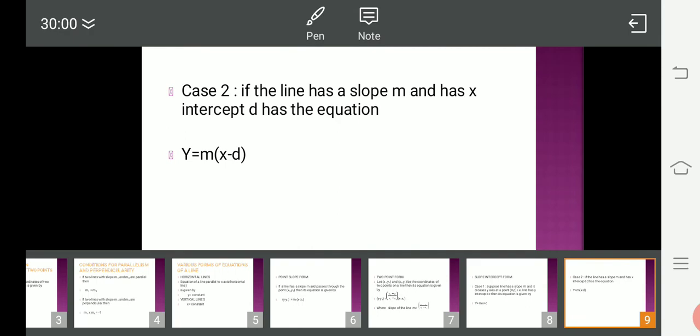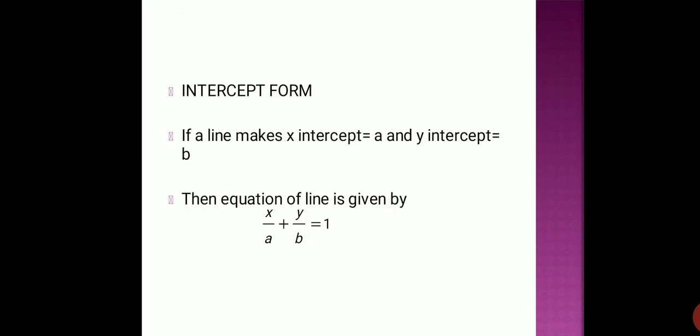The next case is if the line has a slope m and has x-intercept d. Now what do we mean by x-intercept d? It means the line will cross the x-axis at the point (d, 0). Then the equation will be given by y = m(x - d). Here m is the slope and d is the x-intercept.